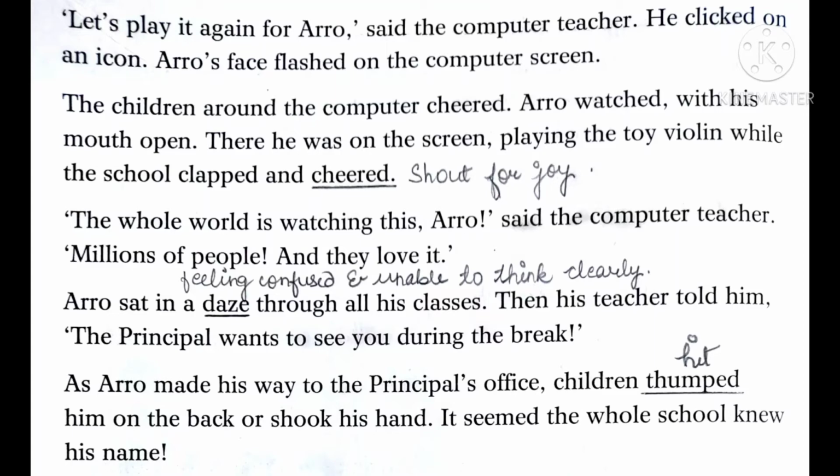But Arrow didn't say a word, and he was, you can say, speechless. He just watched his video on the internet with his mouth open. He was so much shocked that his mouth remained open. Let's read further. "The whole world is watching this, Arrow," said the computer teacher. "Millions of people, and they love it."